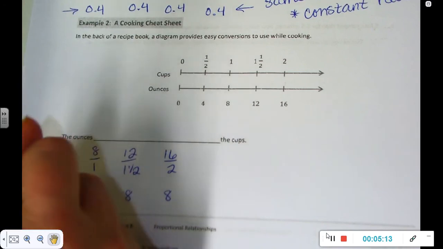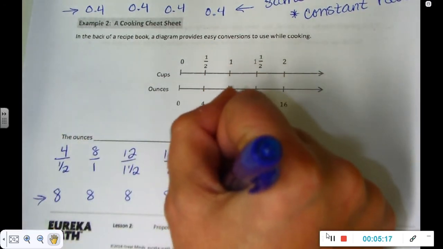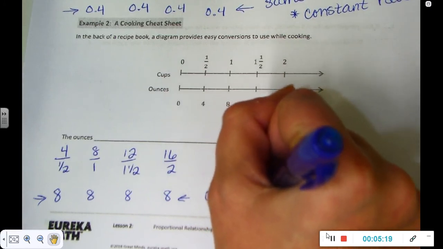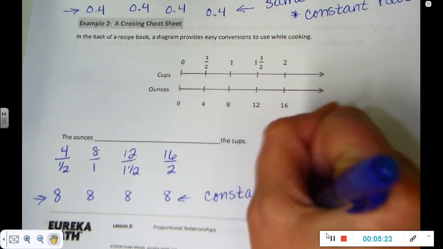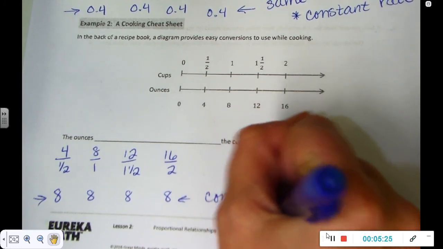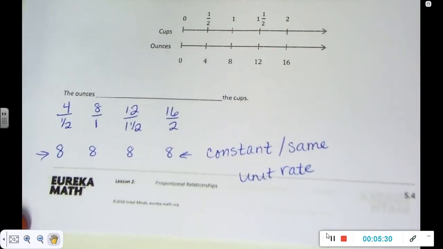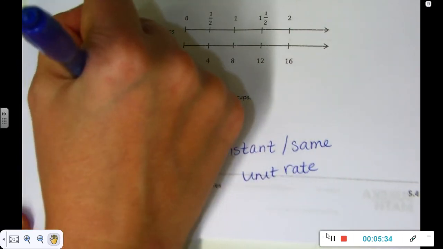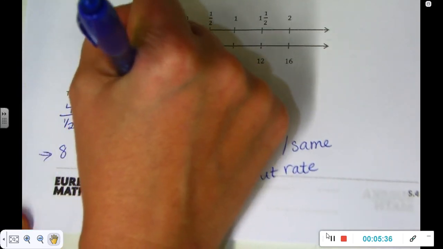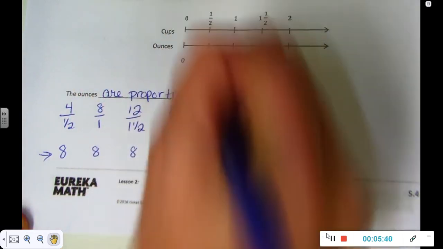So because all of my unit rates are the same, it is going to be proportional. Because I have that constant, or that same unit rate, this is going to be proportional. So the ounces are proportional to the cups.